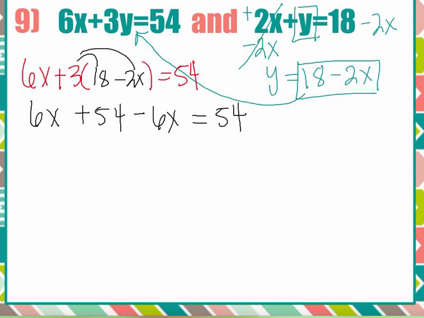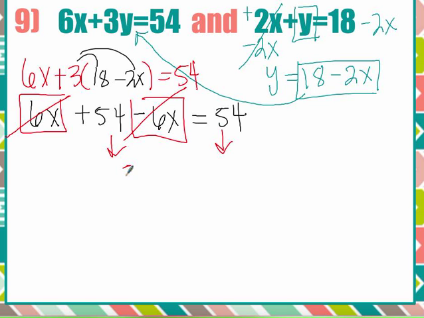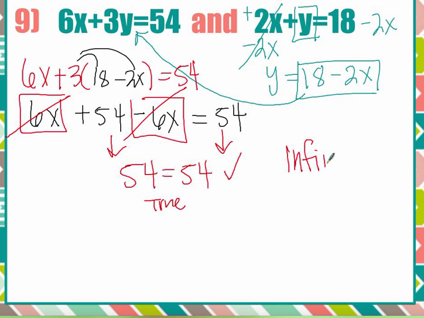So when we start combining like terms here, we've got 6x minus 6x. Well, those are going to cancel. And when I bring down what's left, I've got 54 equals 54. So previously I talked to you about this. If all the variables go away, and all I have left is a number equals another number, I need to decide if it's true or false. So is 54 equal to 54? Yes, it is. So it's a true statement, which means it is infinite solutions.